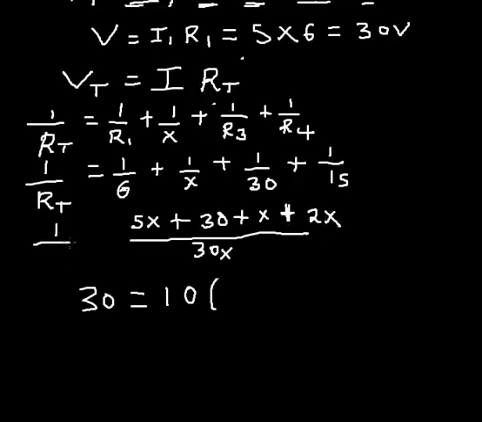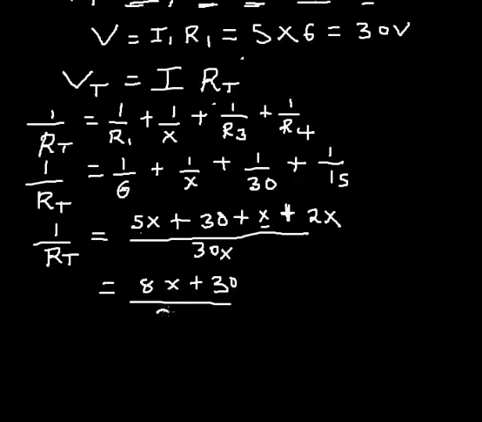Okay, so 1 all over RT. Let me bring this down. So adding up, I'm going to have 5x plus x plus 2x. That's 8x. Okay, everything's going to be 8x plus 30 all over 30x. That's 1 all over RT.